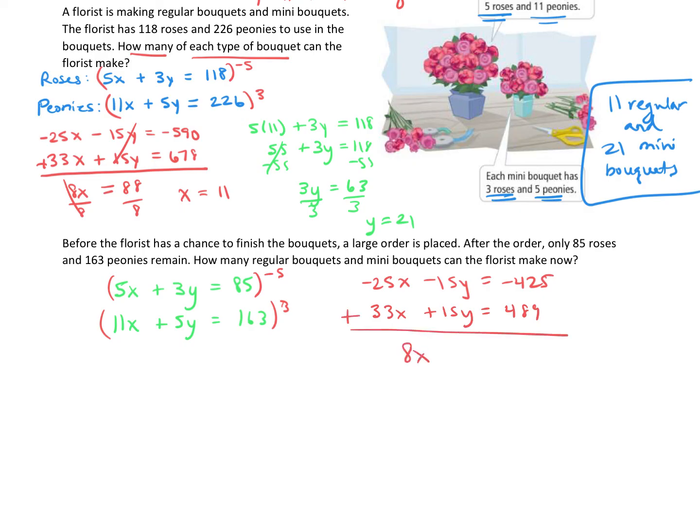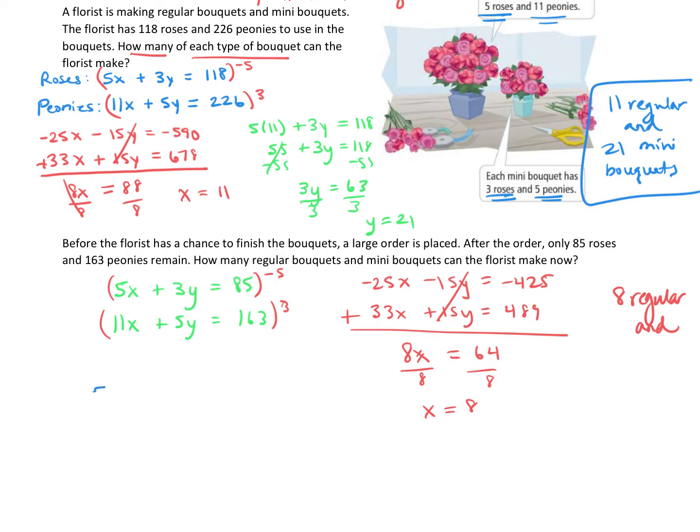We can add our equations together. We have 8x, because -25x plus 33x is 8x. Our y is eliminated, so 8x is equal to -425 plus 489, which is 64. Divide both sides by 8, and you get x equals 8. So the florist can make 8 regular and how many mini bouquets? Well, let's take that 8, plug it back into either this x or this x. I'll probably just go with that top equation again.